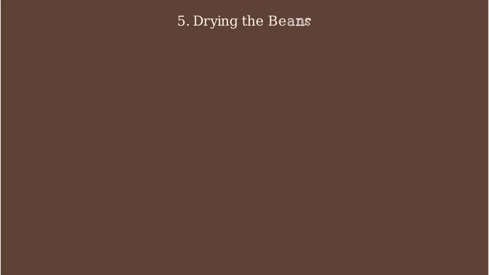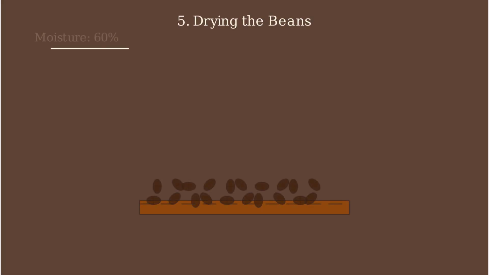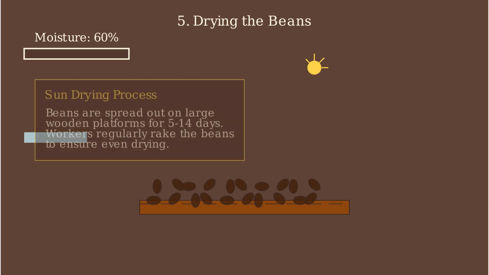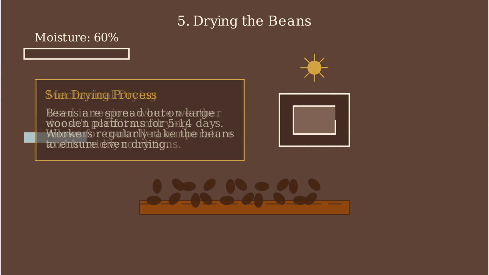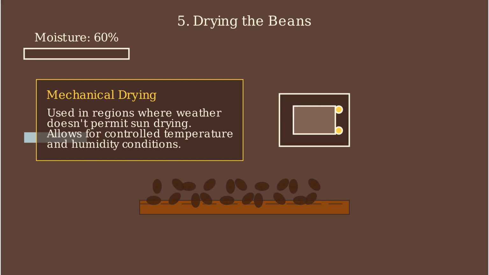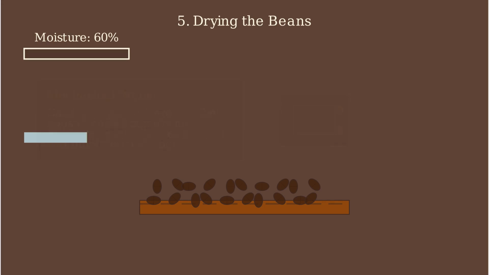After fermentation, the cocoa beans must be dried to reduce their moisture content. In traditional methods, beans are spread out in the sun on large wooden platforms for 5 to 14 days, depending on weather conditions. Workers rake the beans regularly to ensure even drying and prevent mold growth. In some regions where the climate doesn't permit effective sun drying, mechanical dryers are used to control temperature and humidity conditions. The drying process reduces moisture content from about 60% to between 7 and 8%.